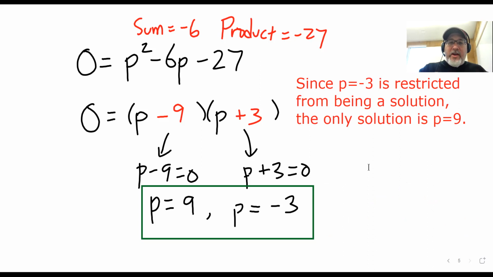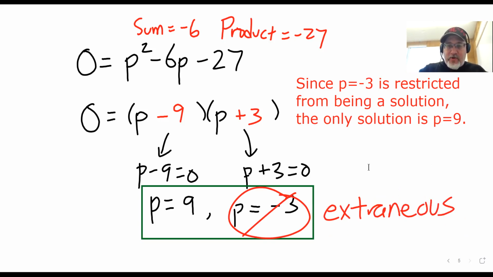The -3 is called extraneous. So any problem that says check for extraneous solutions means you may do a move that allows in an answer that is not an answer. You've got to catch it and throw it away. So the only solution is 9.